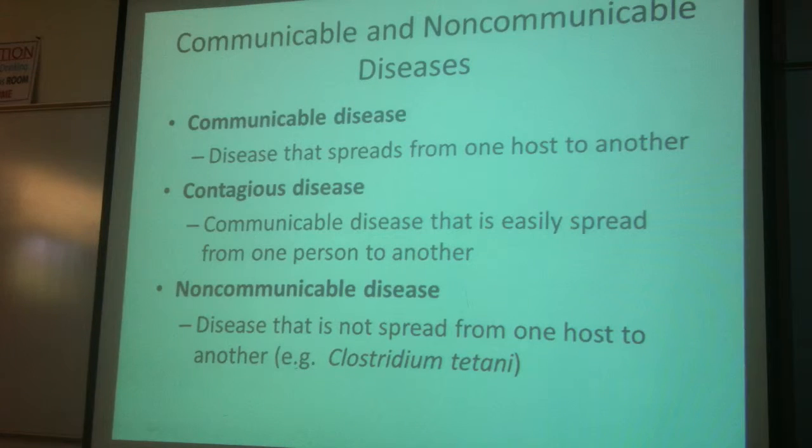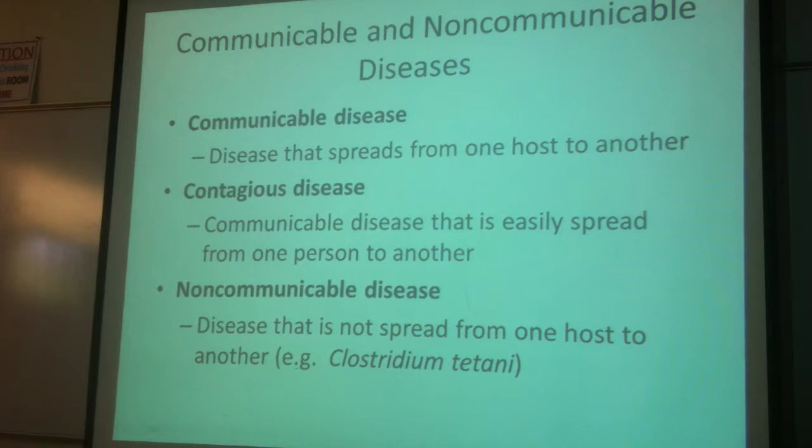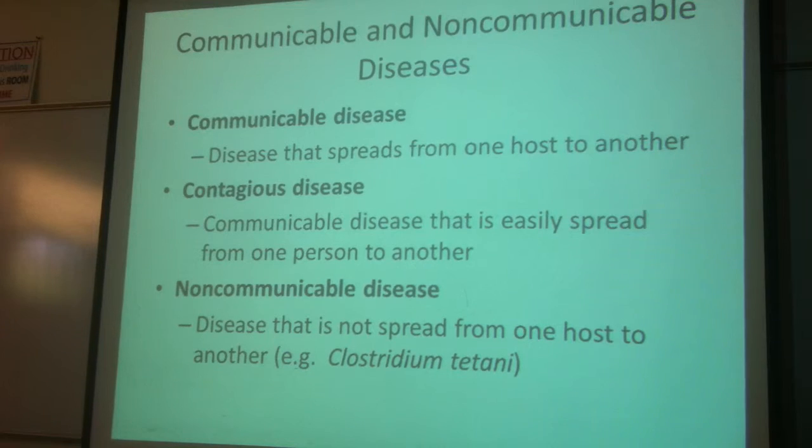Communicable diseases are diseases that spread from one host to another, versus a contagious disease, which is one that is easily spread. You can see the difference just because is it easy to spread, or can it just be spread? There are some diseases that you have to have a needle prick for. Those aren't necessarily easy or contagious diseases. Non-communicable diseases are diseases that do not spread from hosts. Those are the ones where you can go and visit your dying relatives because you don't have to worry about getting anything from them. Okay? Make sense?